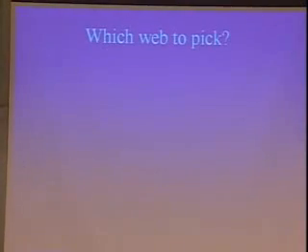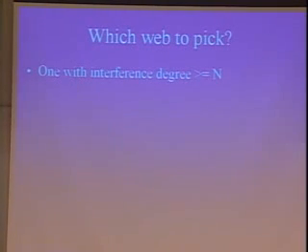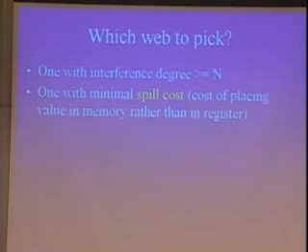So the key thing is which web to pick. Now I have a bunch of choices, so at least you have to pick something that has greater or equal to n edges. That's obvious. But what we want is to pick something that has a minimal spill cost if you want to spill that. What that means is if you place that variable in memory, what's your cost of doing that? And cost can come in many different forms, because you might have additional instructions, or you might have more expensive instructions every time I use that thing.